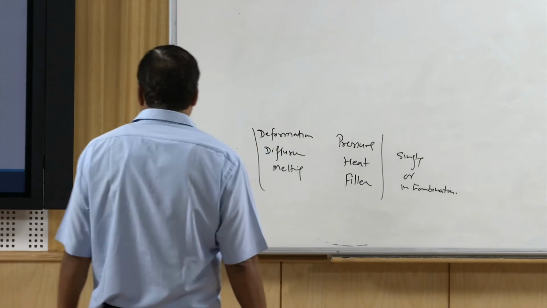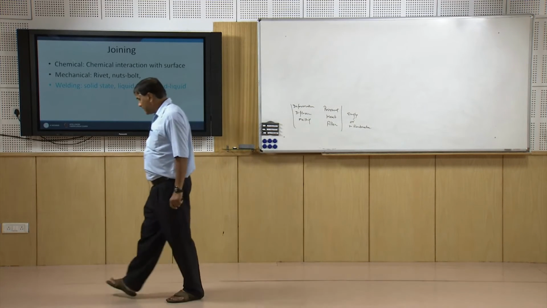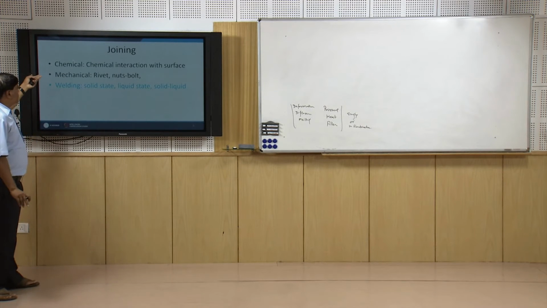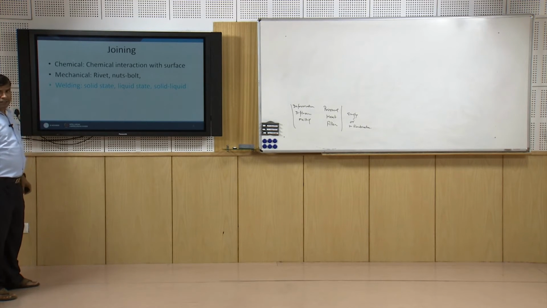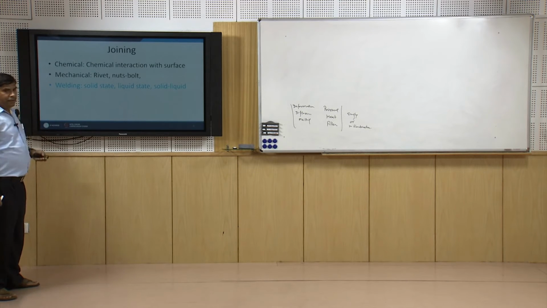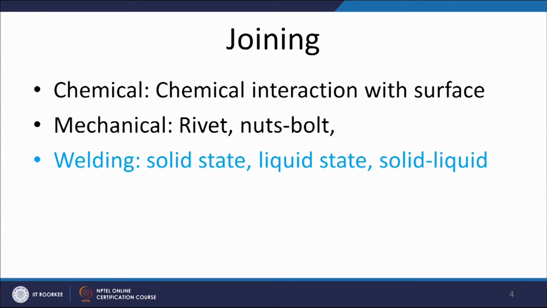As we know, the entire range of joining processes can be put in three categories. First, chemical or adhesive joining, which involves chemical interaction with the surfaces, like soldering, brazing, and adhesives. Second, mechanical joining, where rivets, nuts and bolts, or press fit arrangements are used. Third, welding, involving the solid state, liquid state and solid-liquid state.